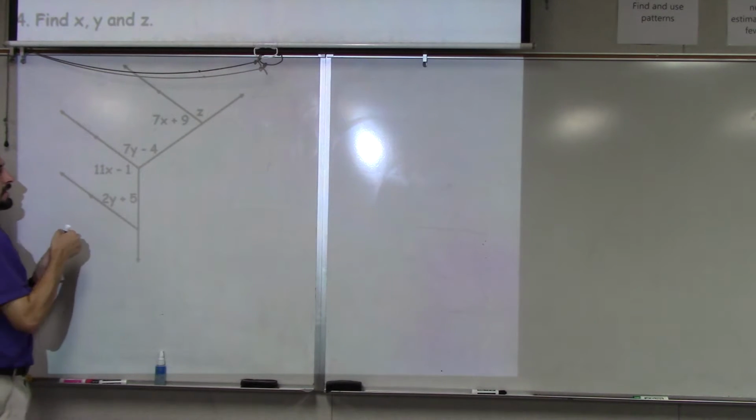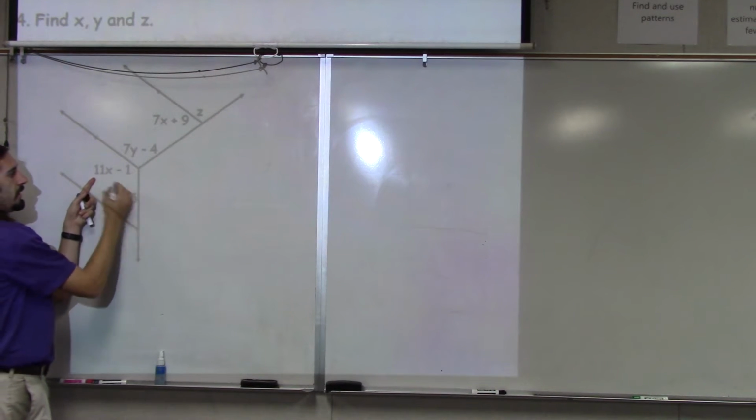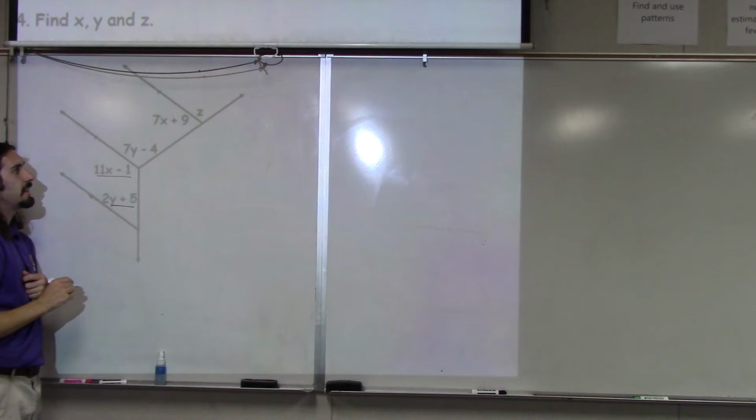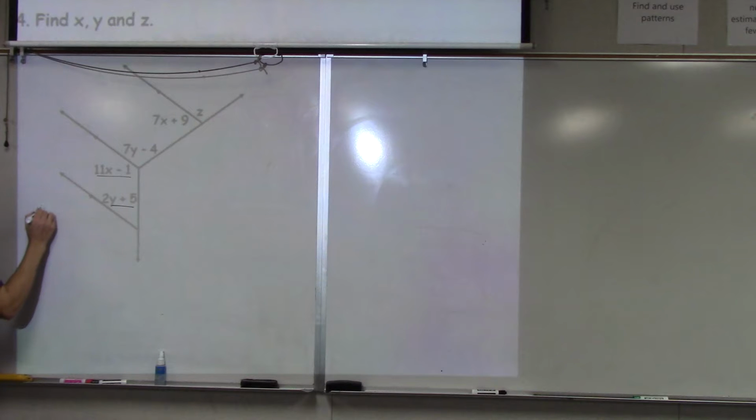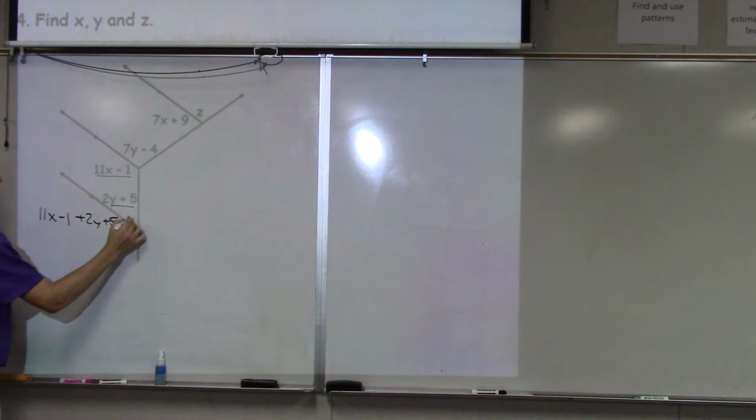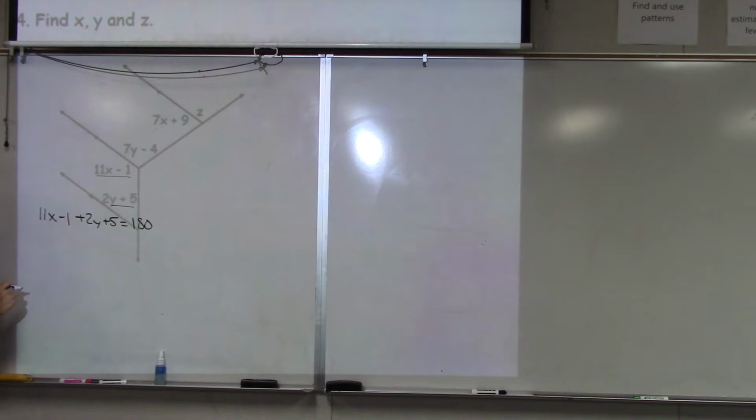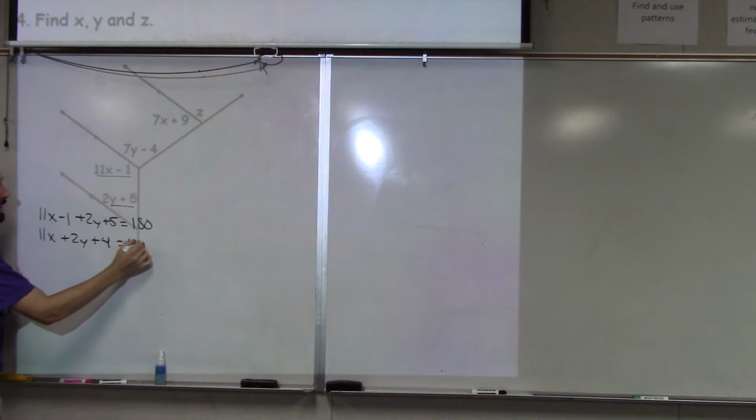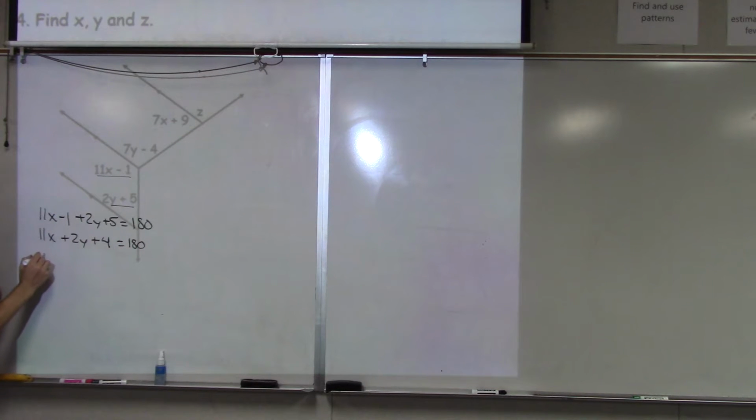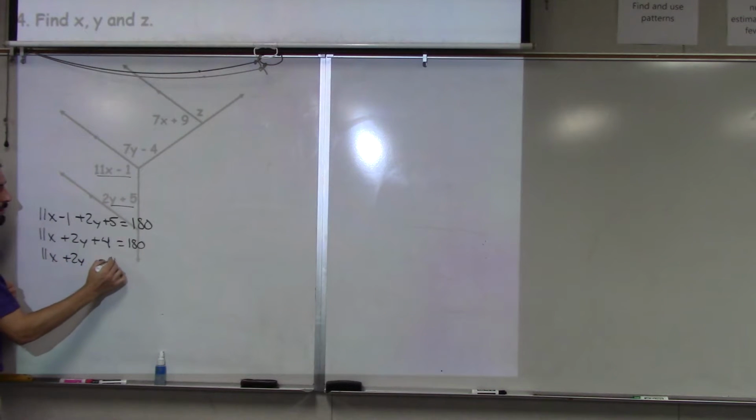So this first one, right here, those two, because lines are parallel, consecutive interior angles are congruent, I have 11x minus 1 plus 2y plus 5 must be equal to 180. I'm going to combine like terms. 11x plus 2y plus 4 is equal to 180. I'm going to bring the 4 over. 11x plus 2y is equal to 176. So that is one equation I have.